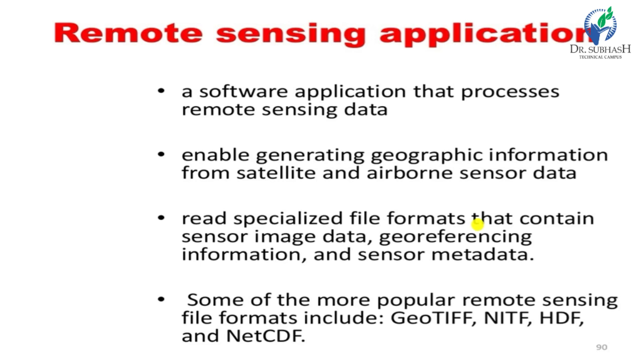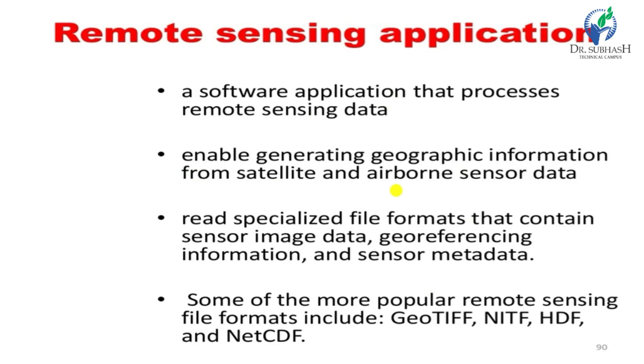Now we are moving to the remote sensing applications. We have been seeing what remote sensing is. There are different parameters, statistics, different processes, and many other things. But where do we have to apply remote sensing? A software application that processes the remote sensing data enables generating geographic information from satellite and airborne sensor data.